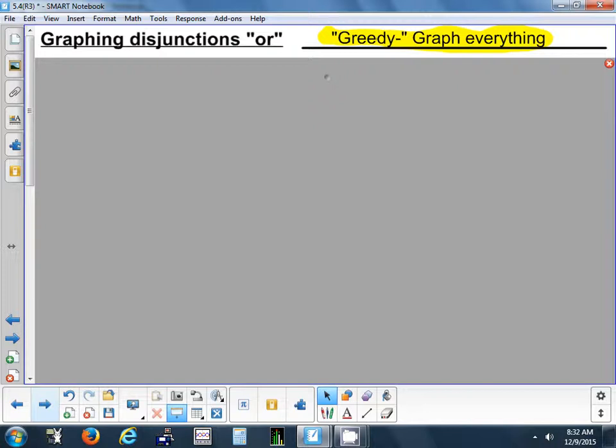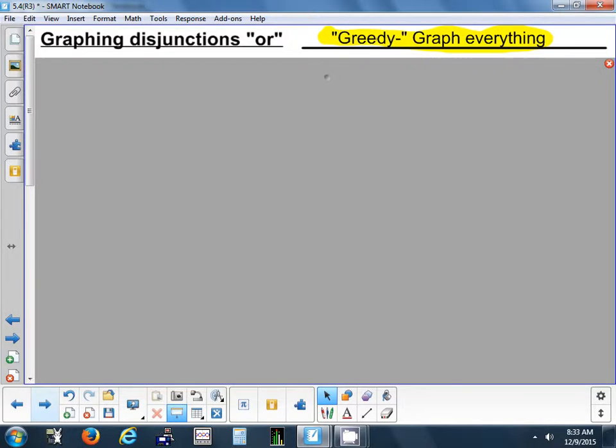But when we're graphing an OR, I think of it as that you're greedy and you want to graph everything, because there's going to be certain situations when we do these disjunctions and conjunctions that when you graph it and you get a certain result, it's going to mean a certain thing. All right? So we're going to go over that right now.